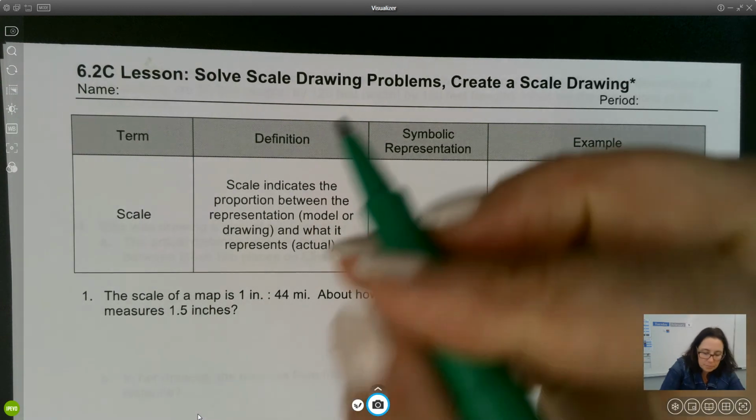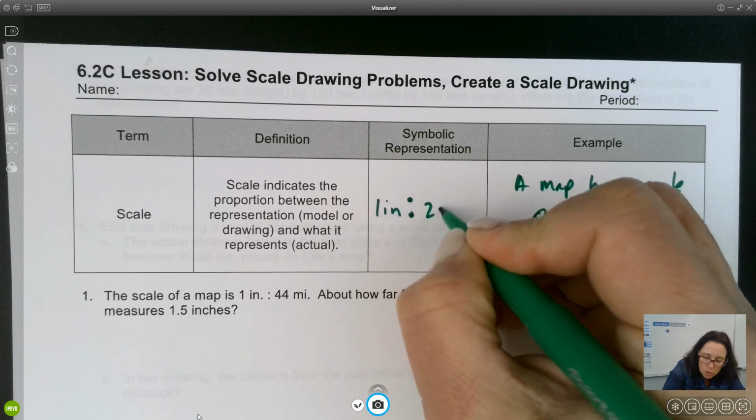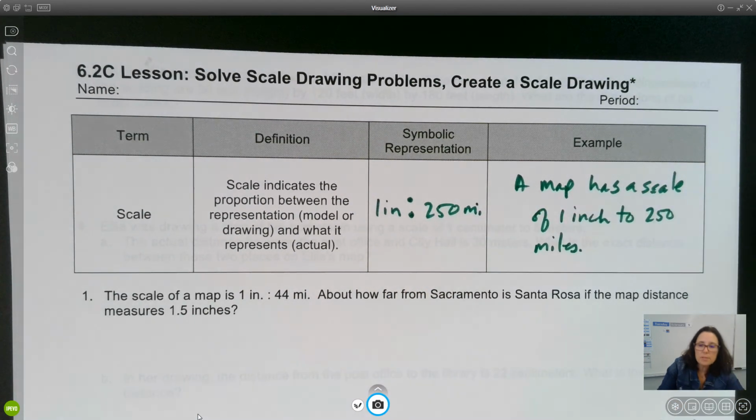Okay, so 1 inch represents 250 miles. Okay, please notice the units that are key here. Okay, you cannot just say 1:250. Okay, that's not an accurate statement. Okay, 1 inch represents 250 miles. That's a very different statement than what I just said without the units.